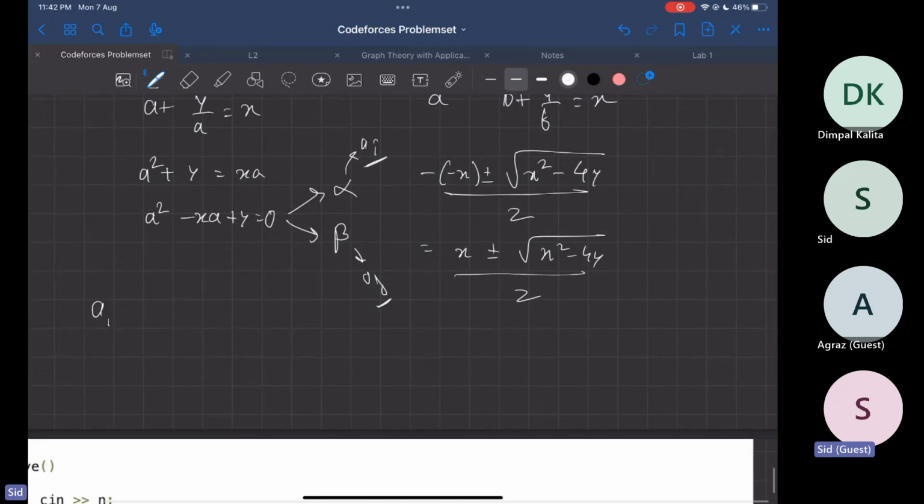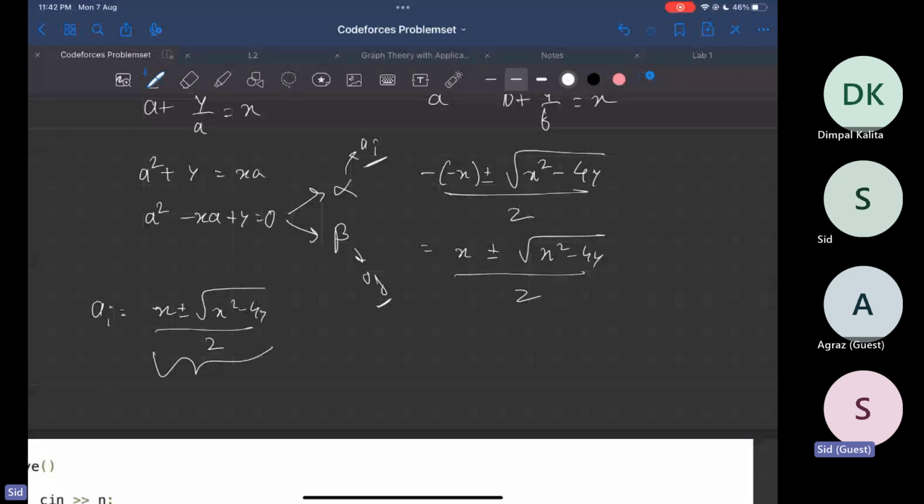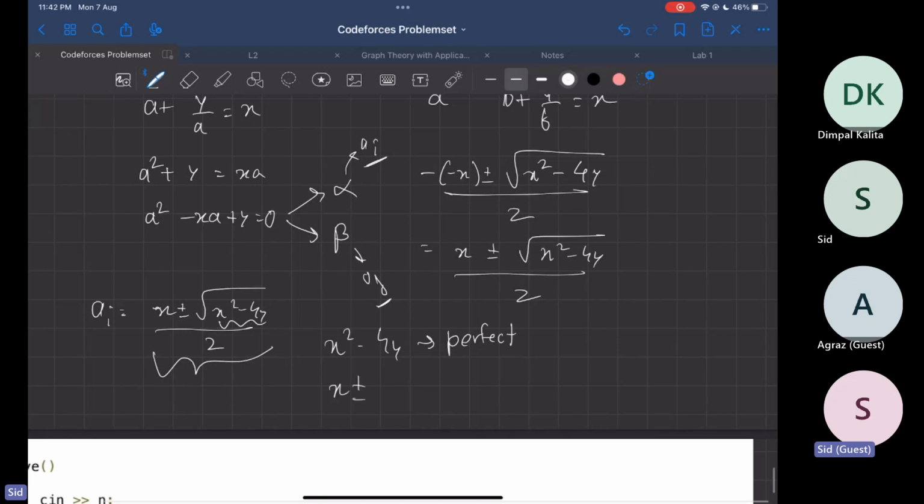Now as we can see, ai is equal to x plus minus root of x square minus 4y, divided by 2. So there are some conditions. As we know, ai is an integer, thus this must be an integer too. For this to be an integer, there are two conditions. One is that x square minus 4y must be a perfect square, and x plus minus root over x square minus 4y modulo 2 must be equal to 0. So these are the two conditions that we must take care of.